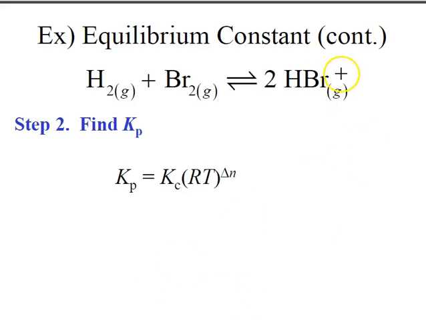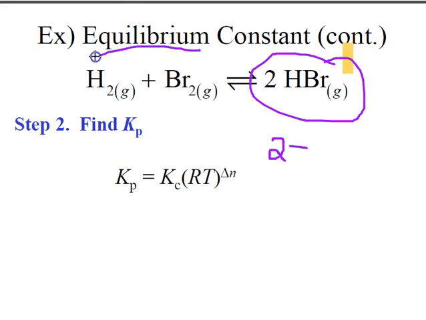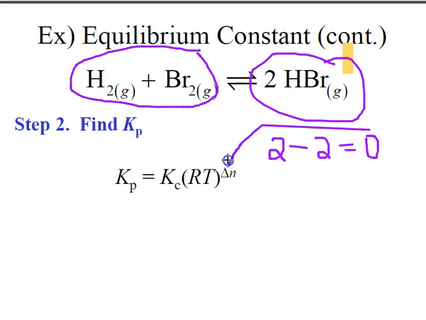That's moles of gas in the product minus moles of gas in the reactant. So let's look at our products first. How many moles of gas do we have over here? 2 HBr molecules, so 2 moles of gas. Minus, how many moles of gas do we have over here on the reactant side? 1 of H2 and 1 of Br2, so again we have 2. So our delta n value is 0. So our exponent right here is going to be 0.